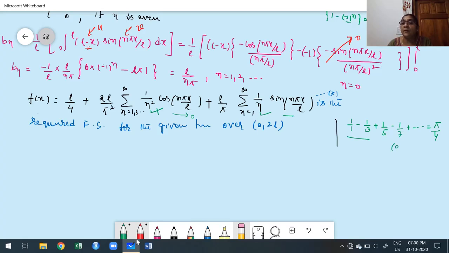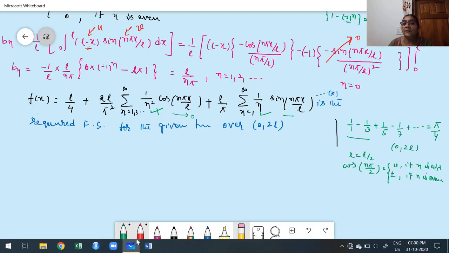Therefore, what's my overall interval? 0 to 2L. I'm going to choose x equal to L by 2. Suppose we choose x equal to L by 2, what happens? cos of n pi L by 2 by L, L cancels, we get cos of n pi by 2. Cos of n pi by 2 is 0 if n is odd, you already know that, and plus or minus 1 if n is even. Observe carefully, our summation is only odd values. In the odd values, cos n pi by 2 is 0, so this summation must be 0.